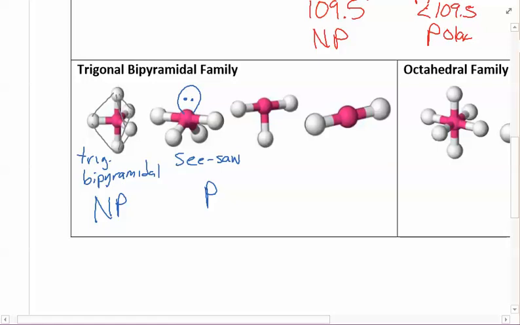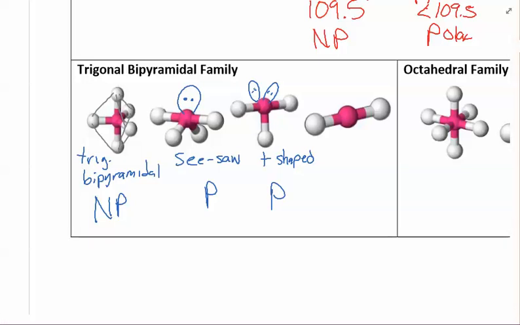The next one, just as creative, is referred to as T-shaped because it looks like the letter T, which is also polar. This has two areas from the lone pairs because it has two lone pairs.